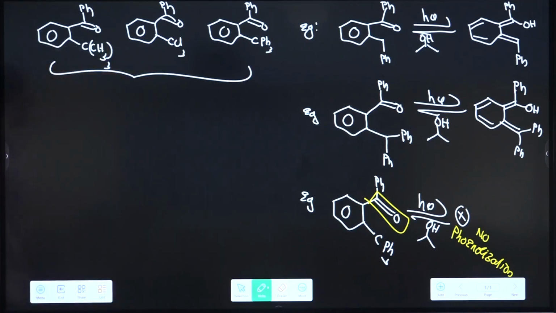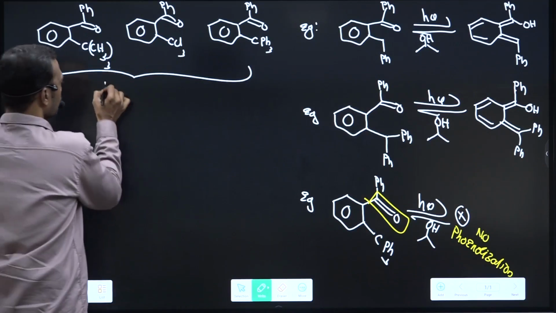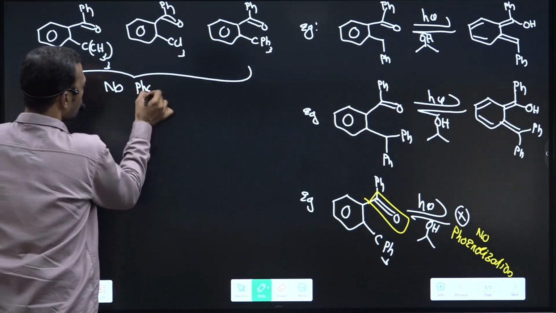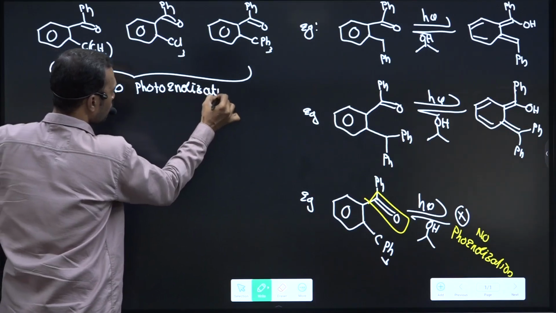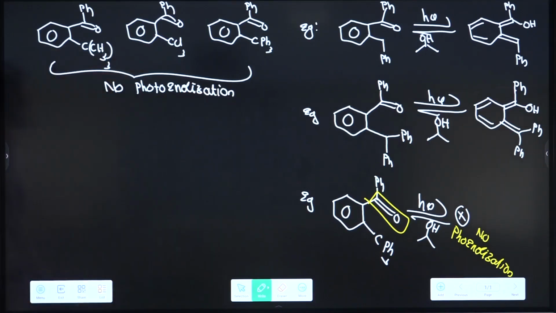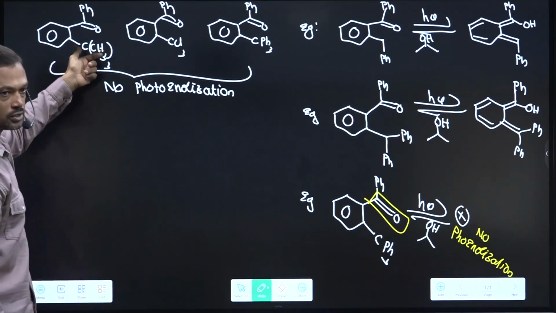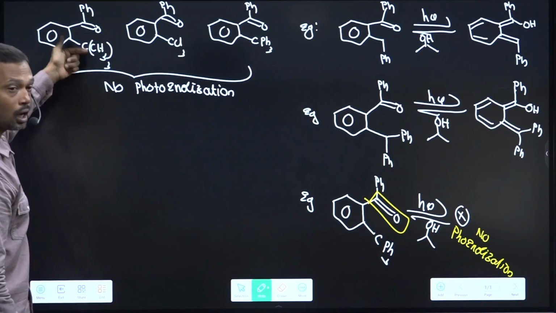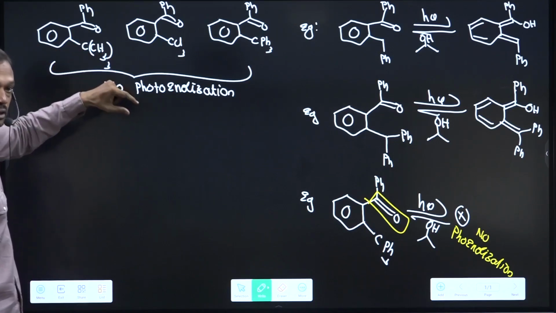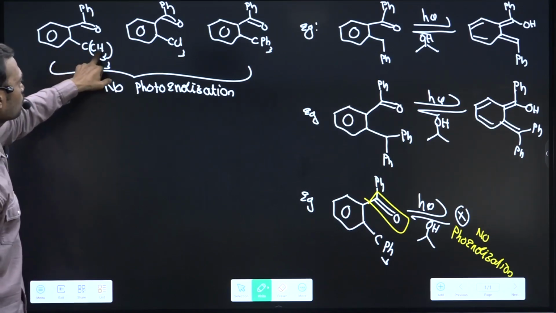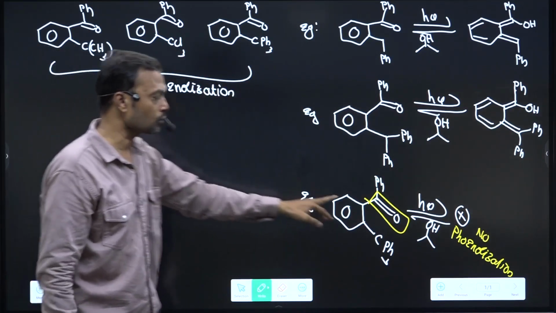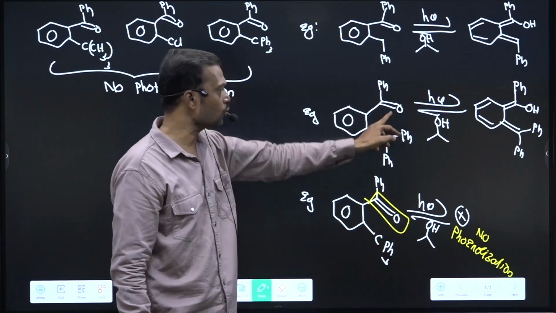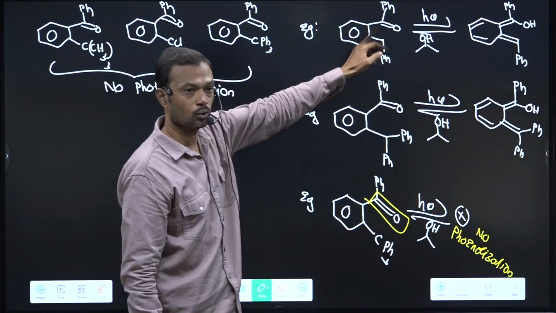No ortho CH, so no photoenolization. They are involved only in photoreduction, directly giving the pinacol product. When ortho substitution is present without alpha CH, if there is no alpha CH, or ortho substitution with alpha CH, if this carbon has no hydrogen, they never get involved in photoenolization. That is the answer. So you expect direct photoreduction. Here photoreduction is possible, no photoreduction, no photoreduction. Only enolization for these two.